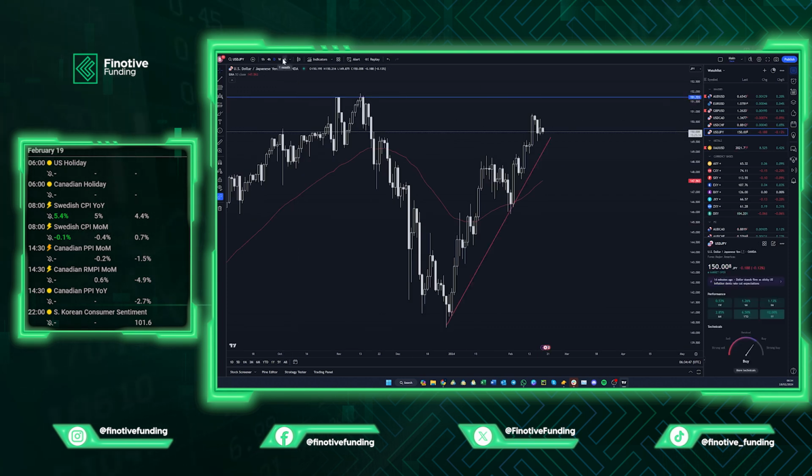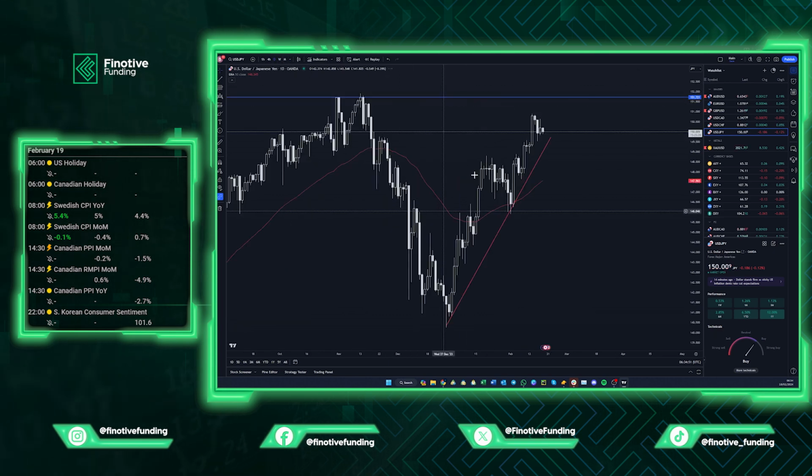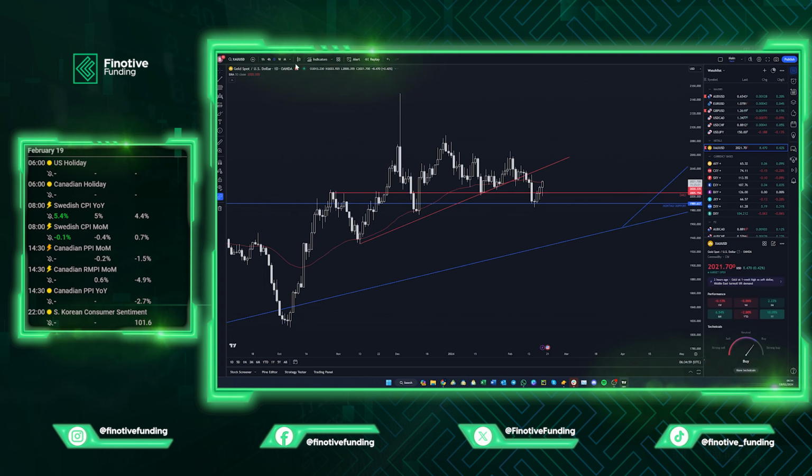Dollar yen failed to hit 152, but obviously was pushed along by all that dollar strength. I'm really interested to see what it'll do in this kind of region. And last but not least, we've got gold looking really nice.